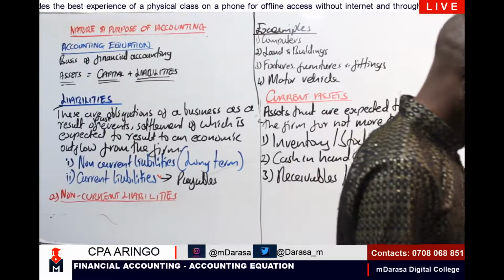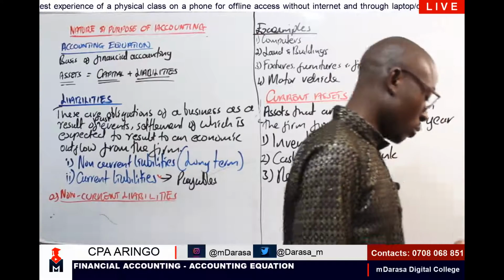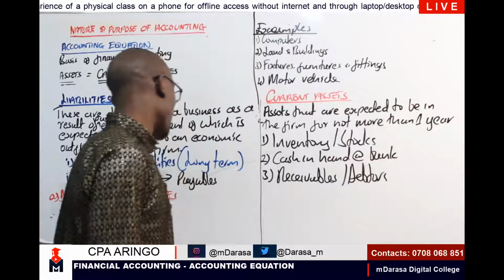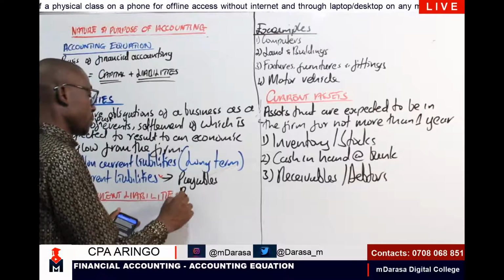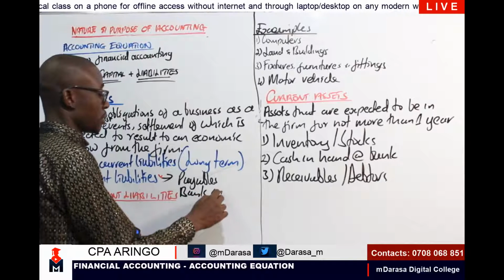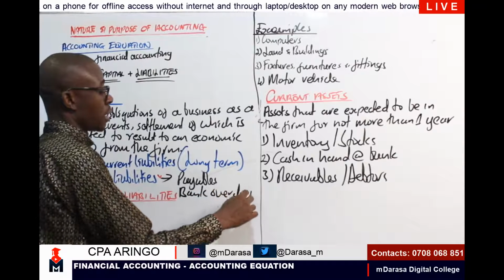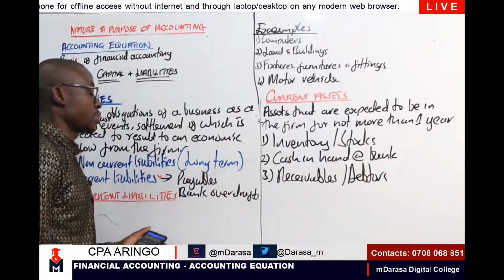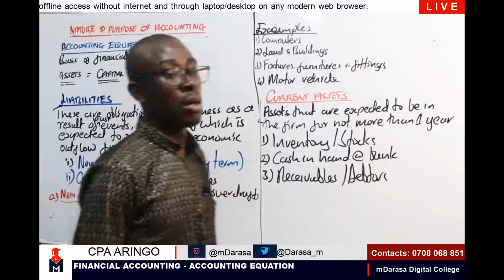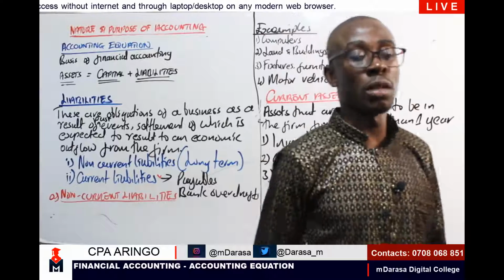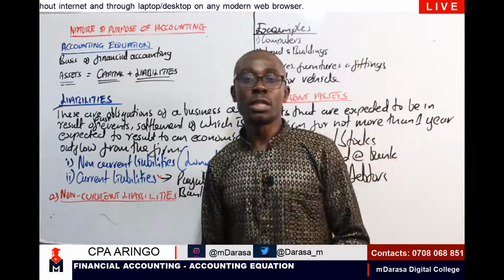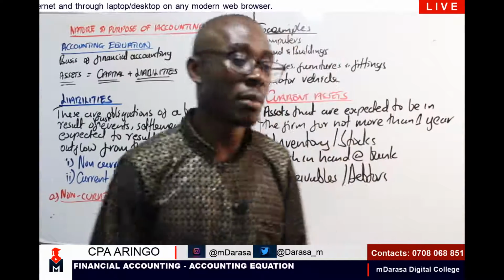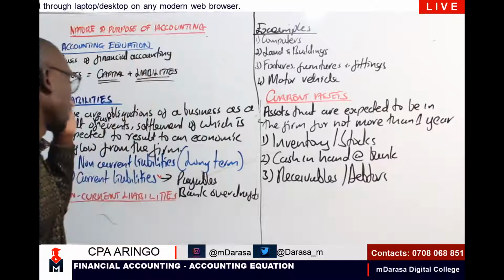Maybe we are talking of bank overdrafts and any other form of accruals that we'll be looking at. They are expected to be cleared within one accounting year. So basically, those are what we are terming as current liabilities.